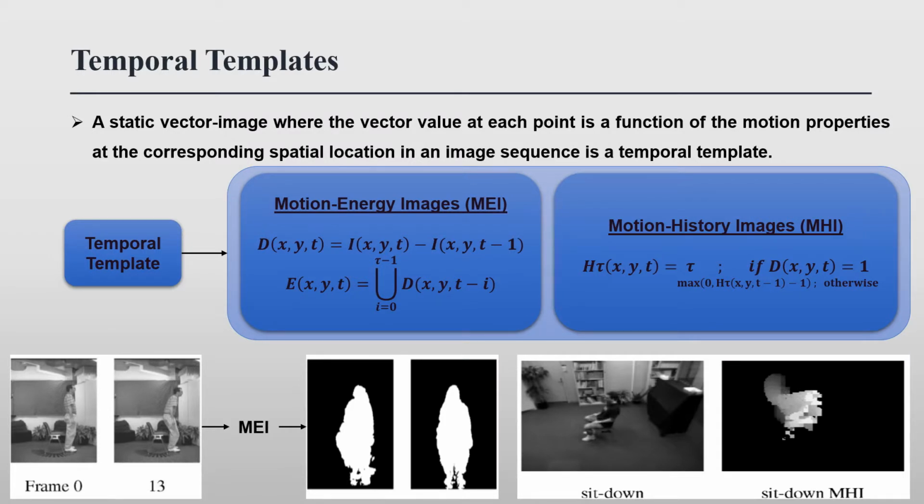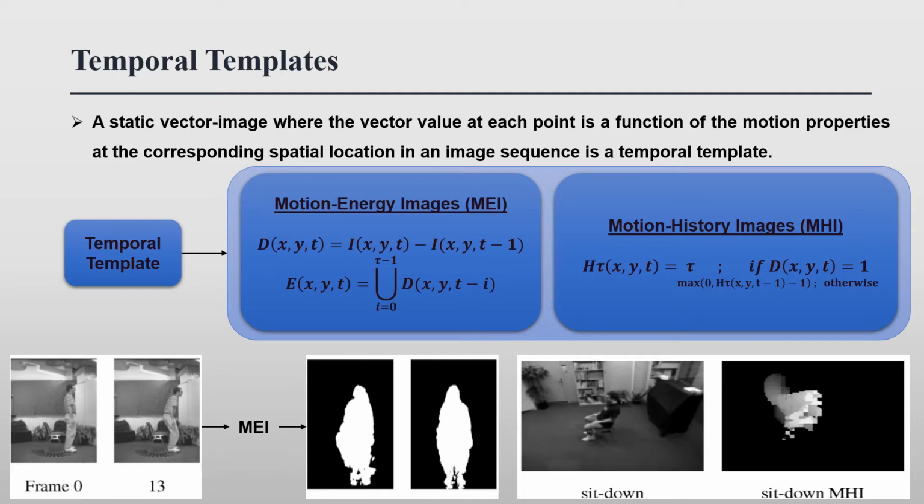Now coming to the temporal templates. These temporal templates are the basis for representing human movement and further help in its recognition. What is a temporal template? A temporal template is a static vector image where the vector value at each point is a function of motion properties at the corresponding spatial location in an image sequence. This temporal template consists of motion energy images and motion history images.